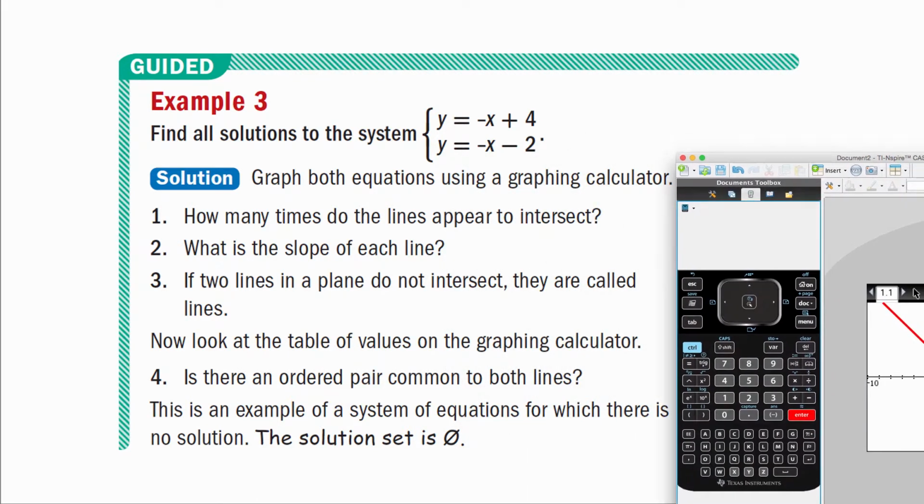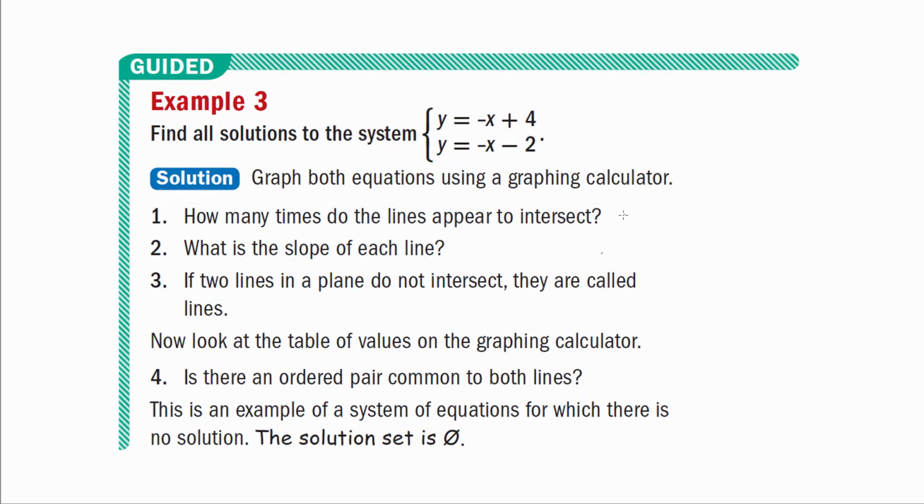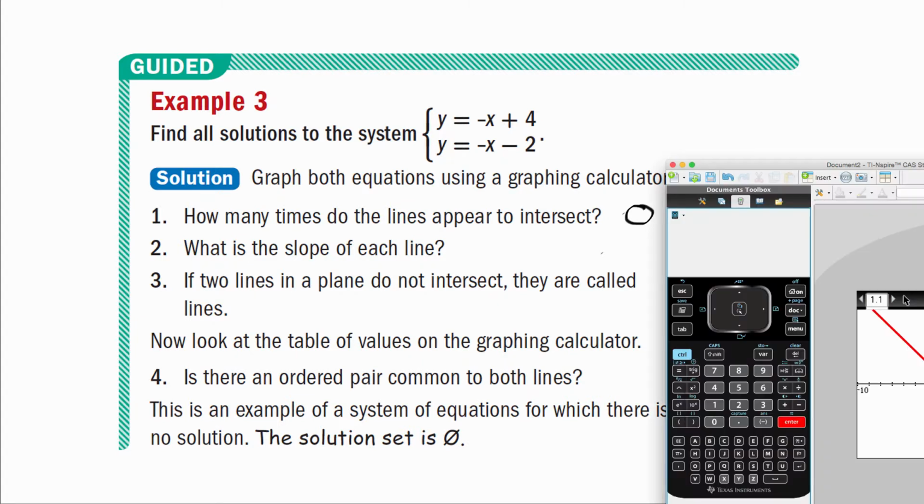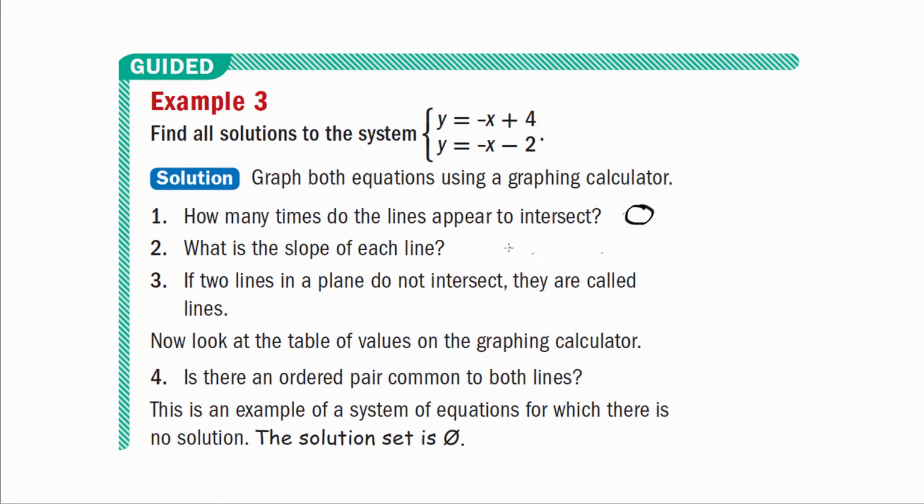So our answer to our first question, how many times do the lines appear to intersect? That would be 0. What's the slope of each line? Well, the opposite of x is a -1 times x, right? So that means the slope is -1, and we could probably figure this out by looking at the graph and determining the slope through that, or we could calculate slope, but we know that it's -1 times x. We know what slope is, so the slope of the line is -1.